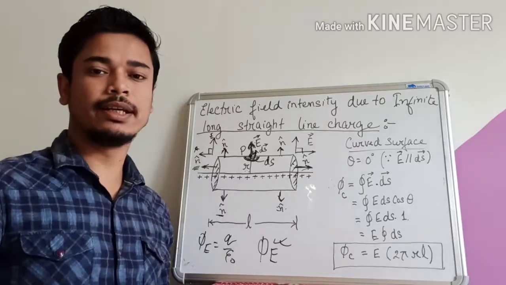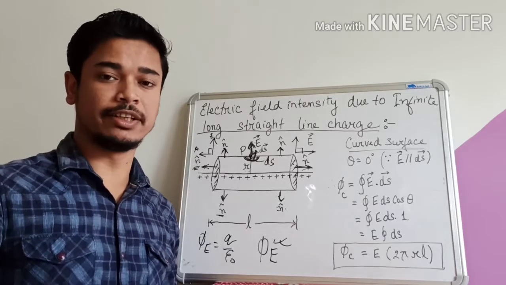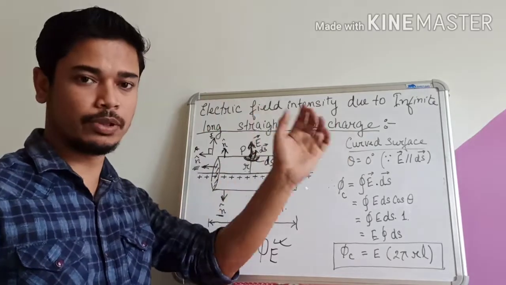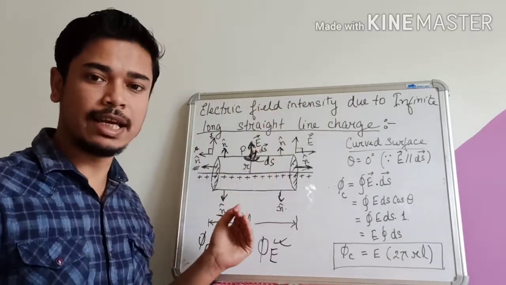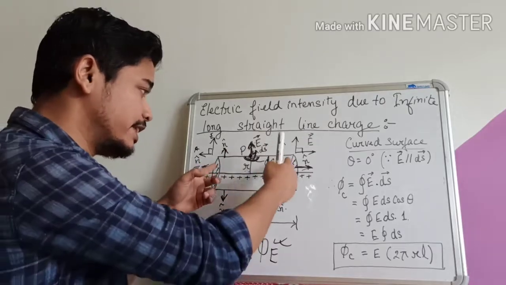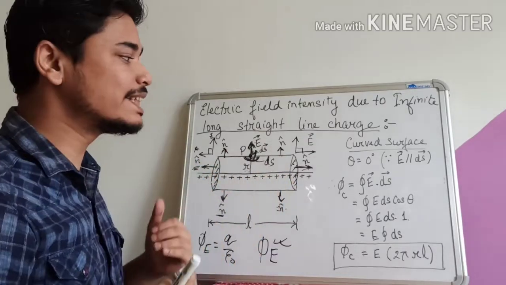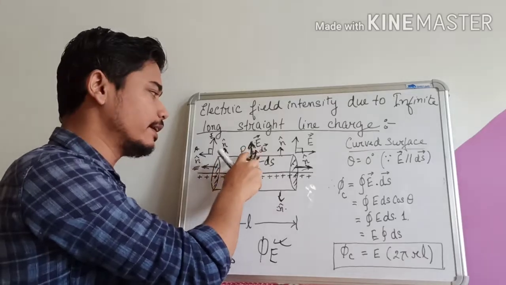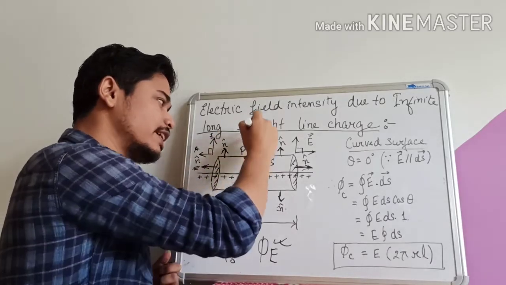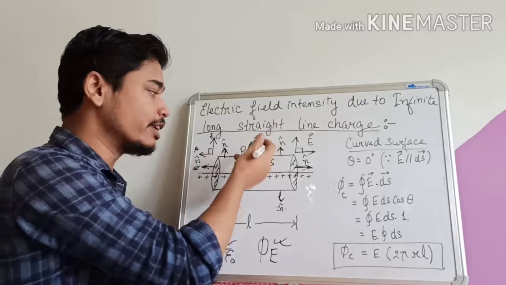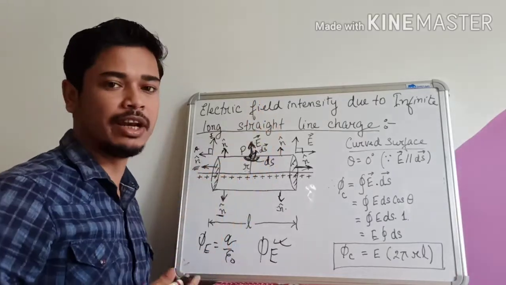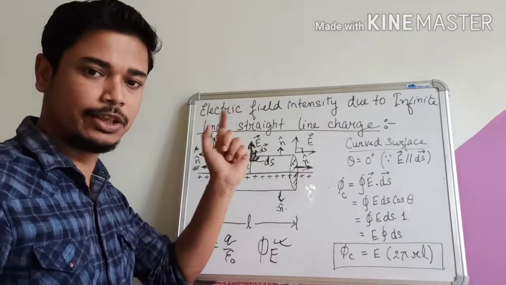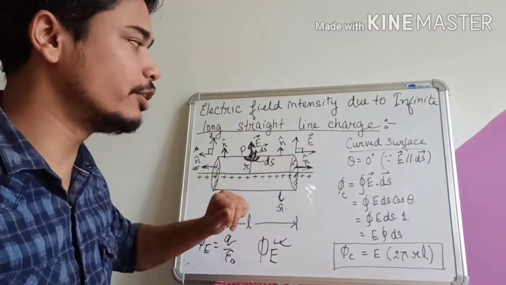Let us now calculate the electric flux due to the three surfaces. First of all, let's calculate the electric flux due to the curved surface, which is this part. What is the angle between the electric field and the area vector? We have already shown that the direction of electric field is along this direction and the direction of the area vector ds is also along the same direction. So the angle will be 0 degrees, and theta becomes 0 degrees in this case.